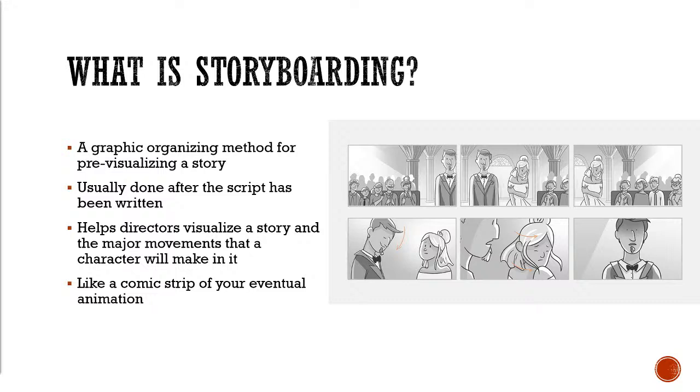So that's what storyboards are. This is you laying out your shots and what the motions in general are. You see the storyboard, and the guy bows his head, that has a little arrow. The woman turns away, that has little arrows. You can see the shading and the lighting, and that gives you an idea, it's almost stage direction. You have the sketch of the scene, but arrows indicating what is moving where and if the shot's moving. So again, it's done after the script's been written, helps you visualize the story and the major movements, and is like a comic strip of your eventual animation. So it's like you're making a comic.